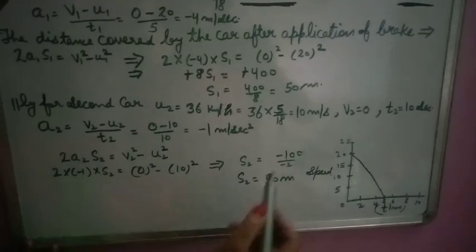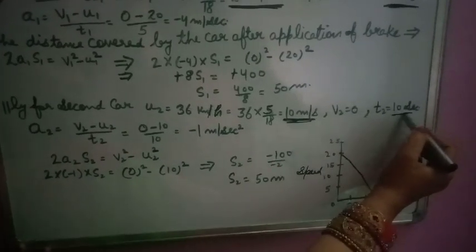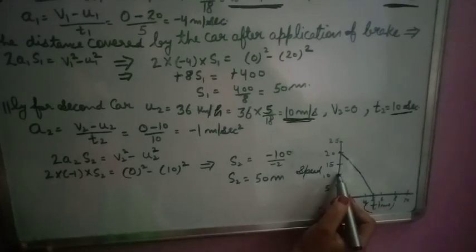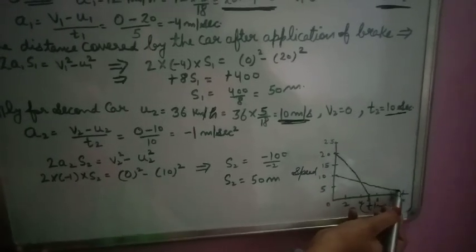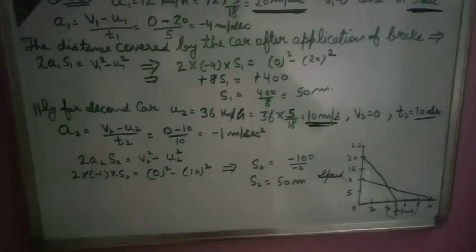For the second car, the speed is given to me as 10 and the time is 10 seconds. So here it is time and here it is speed. So I will plot a graph like this. Okay, so I have plotted the graph also.